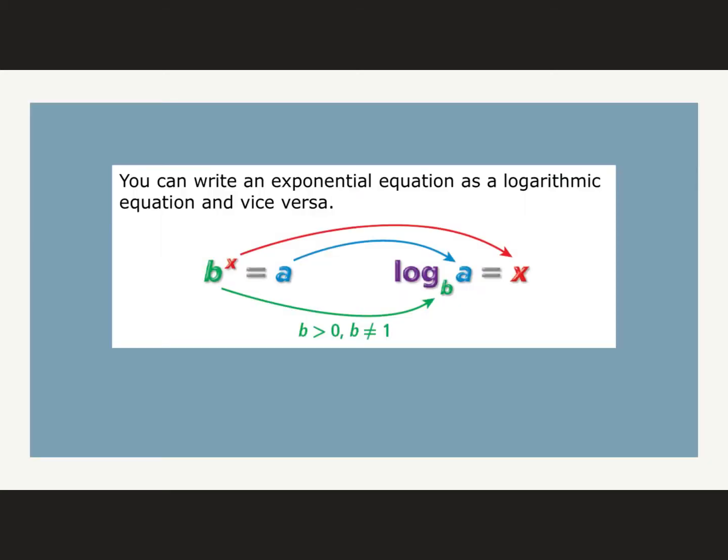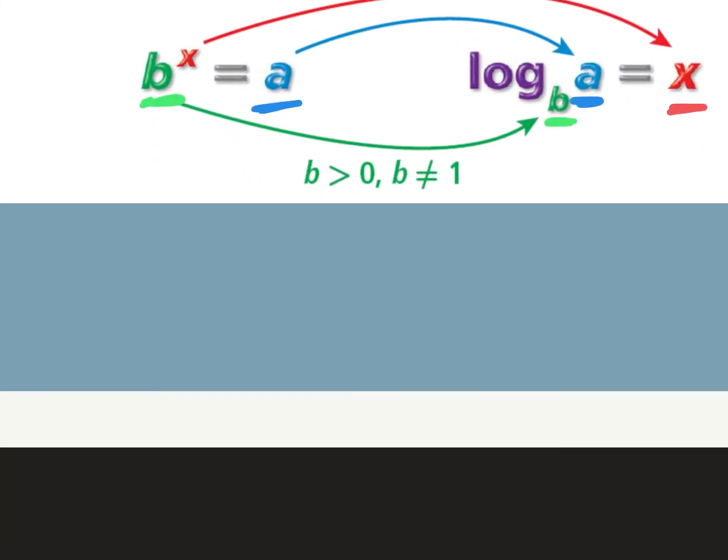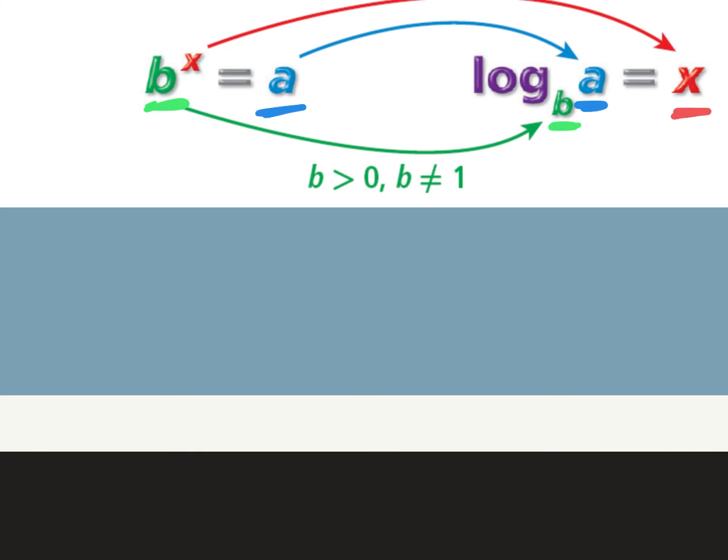So on the next slide, it takes something in exponential form and puts it into logarithmic form. So we start with the base. That becomes the base of our log. And then the exponent becomes the answer. And our answer becomes the other number. So I'm going to make an example so we can see it a little bit better.